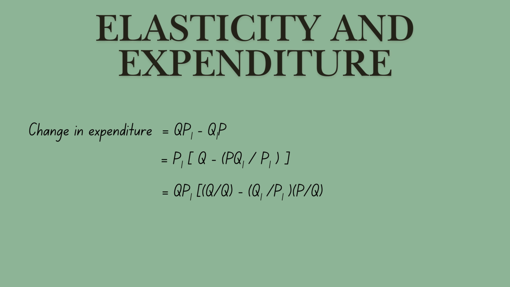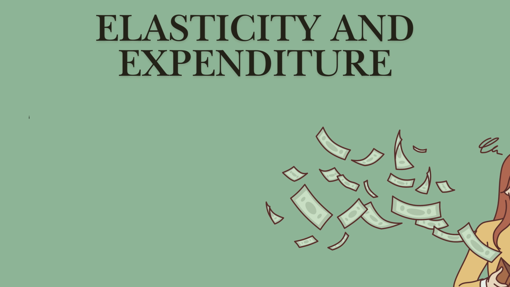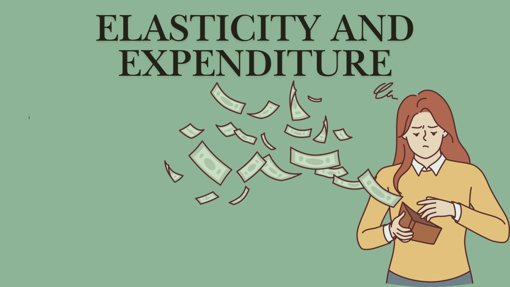Since we know that Q1 upon P1 into P upon Q is our elasticity of demand, we can say that the change in expenditure equation is equal to Q into P1 into 1 minus ED, where ED is our elasticity of demand. We have established a relationship between elasticity of demand and change in expenditure. Let's see how expenditure reacts to different price elasticity of demand.